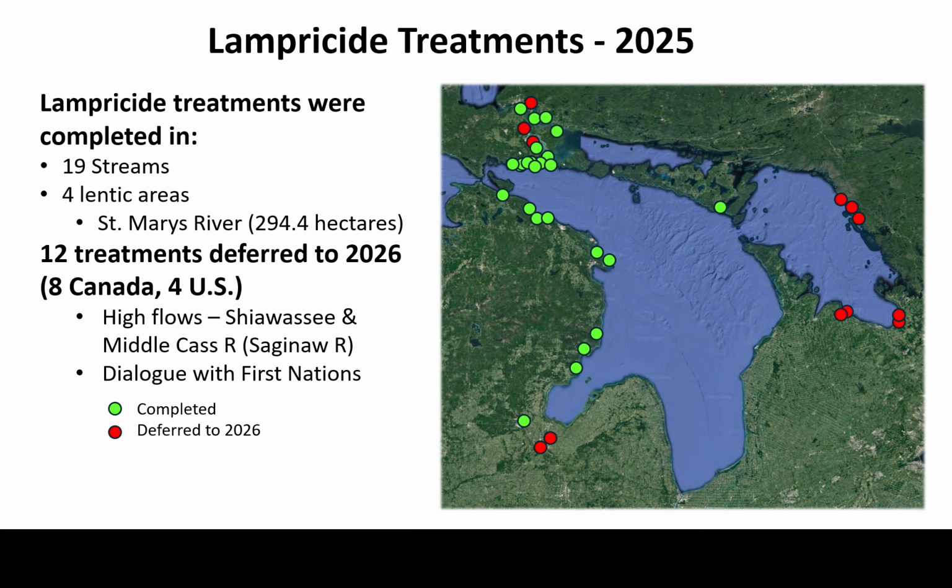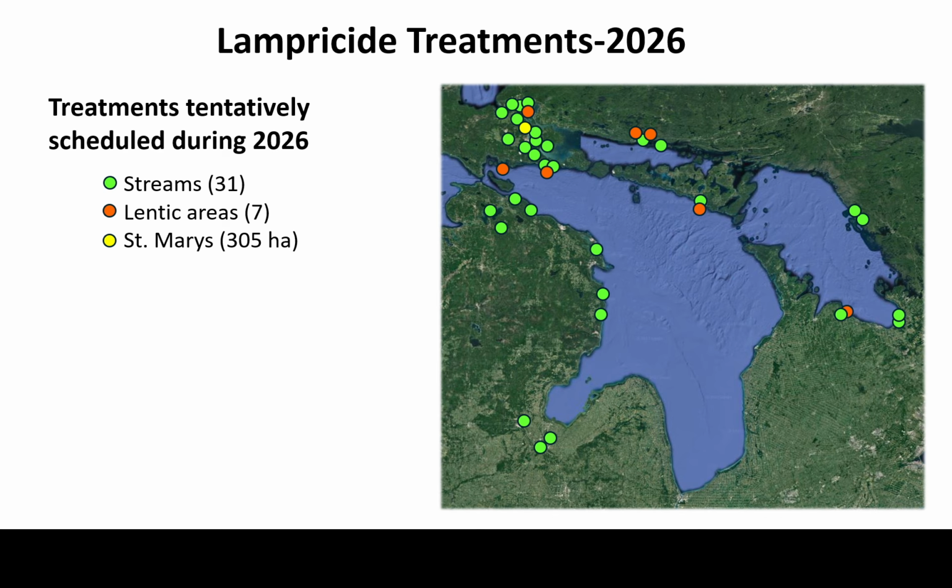The application of lampricides that target sea lamprey larvae in streams and lentic areas continues to be the primary tool of sea lamprey control in Lake Huron. Last year, 19 streams and 4 lentic areas, including 294 hectares of the St. Mary's River, were treated. This coming field season, we have plans to treat 31 streams and 7 lentic areas and 305 hectares of the St. Mary's River.